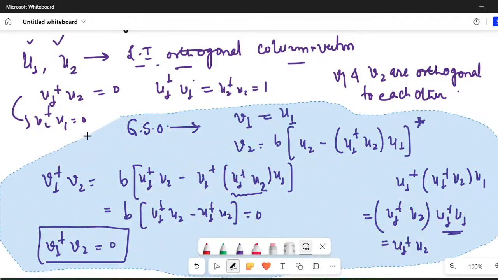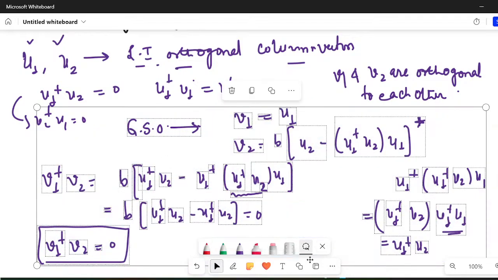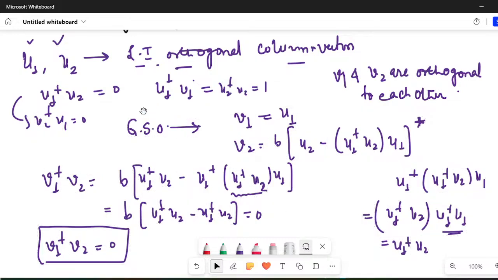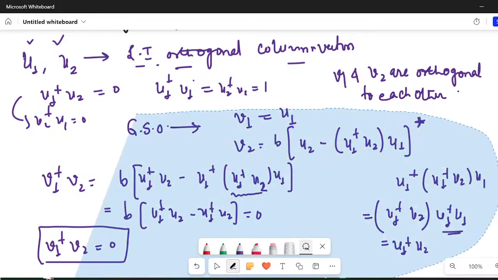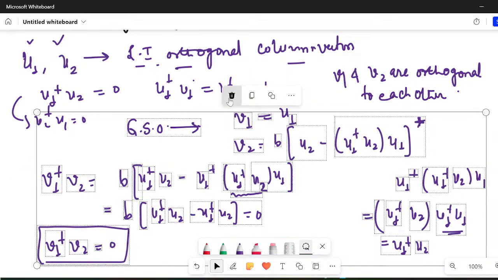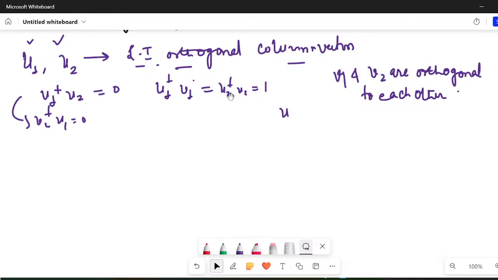So what is the procedure like? What do we want to do? We actually want to write a set of orthogonal eigenvectors using u1 and u2, which are also orthogonal to each other, right? I think I have made a mistake while doing something.